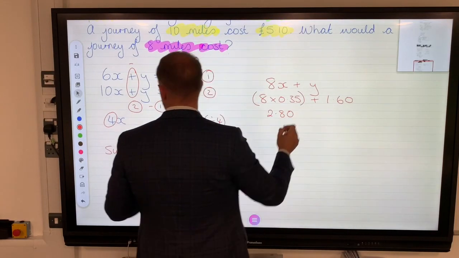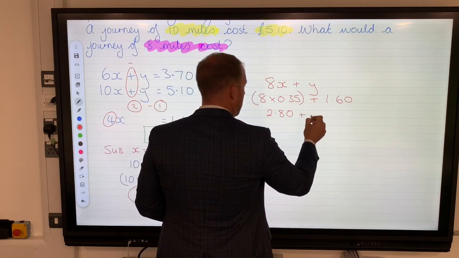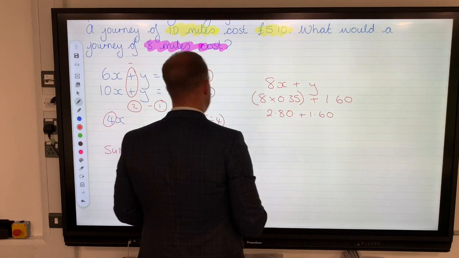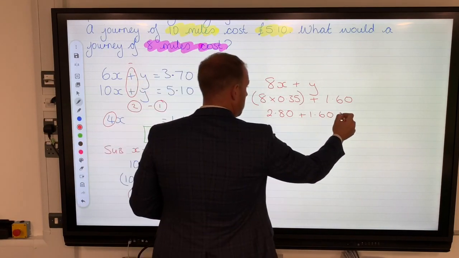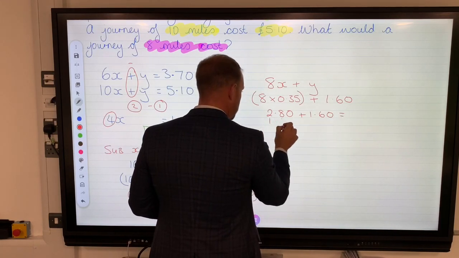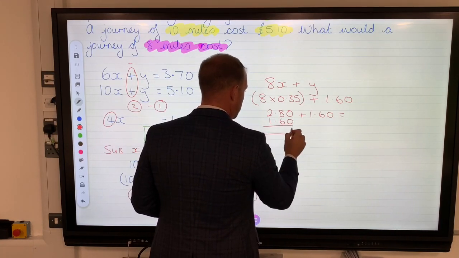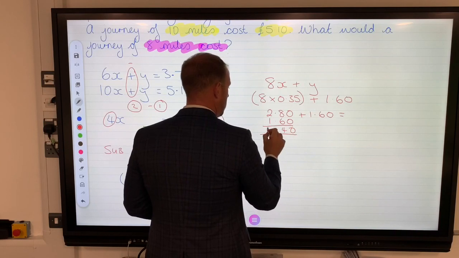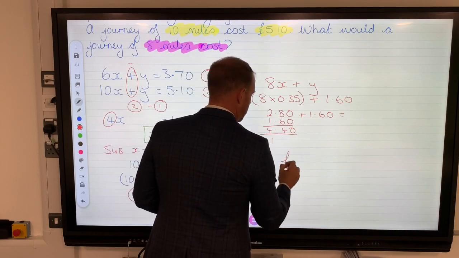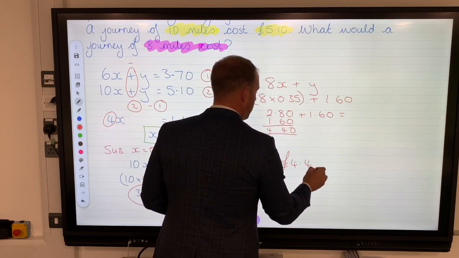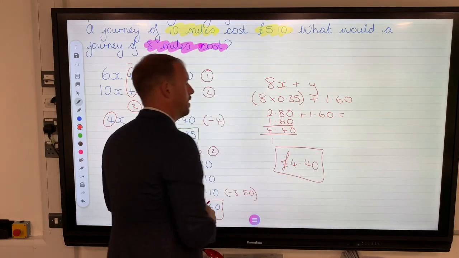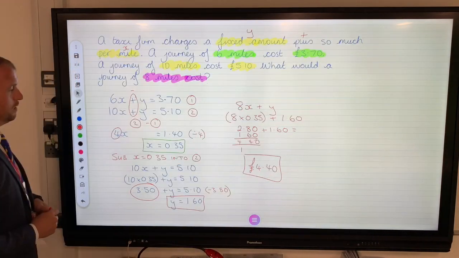So I've got £2.80, add £1.60. You could use column method. And my final answer for a journey of 8 miles, £4.40. Just like that.